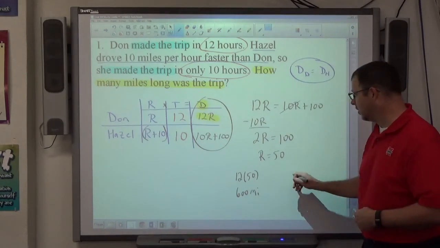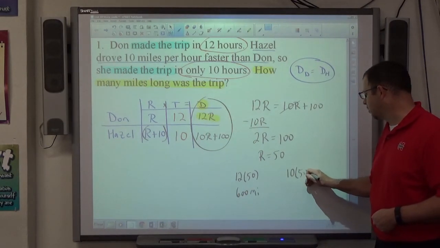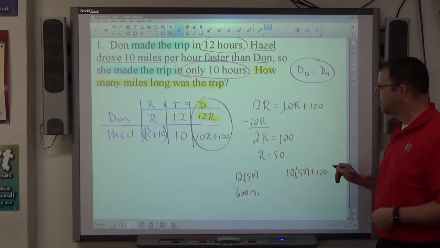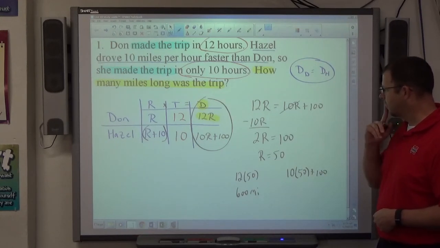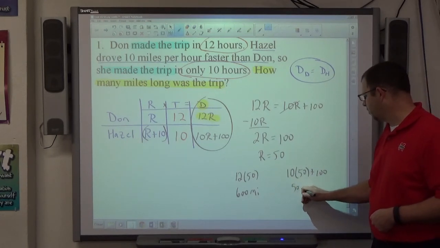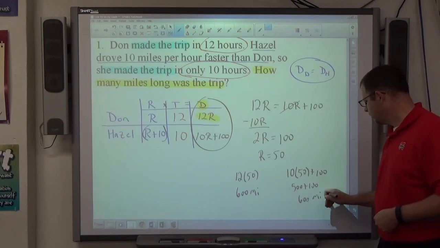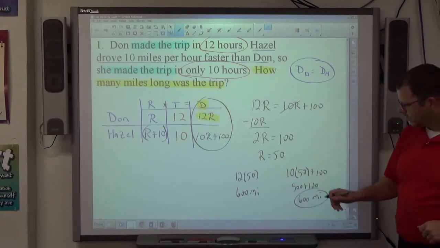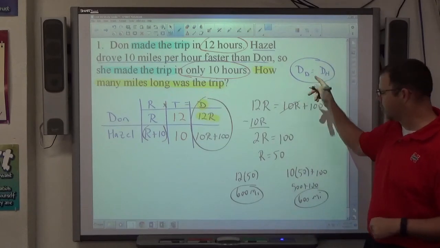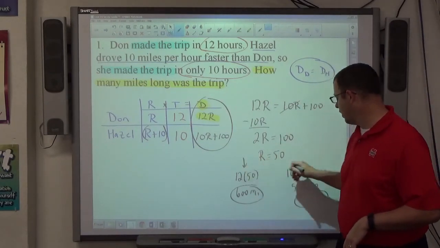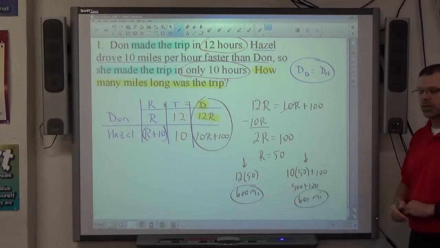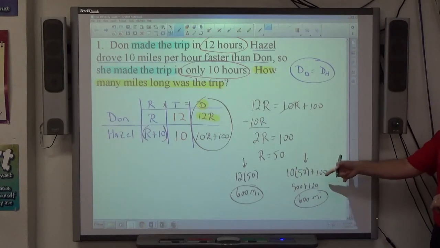Had I done Hazel, 10 times 50 plus 100, it's interesting. It makes 500 plus 100 makes 600 miles. So take your pick. If the distances are equal, which they will be on the test, you can go with either one. That's easier in my book. You just have to do one multiplication. You have to multiply and add here.